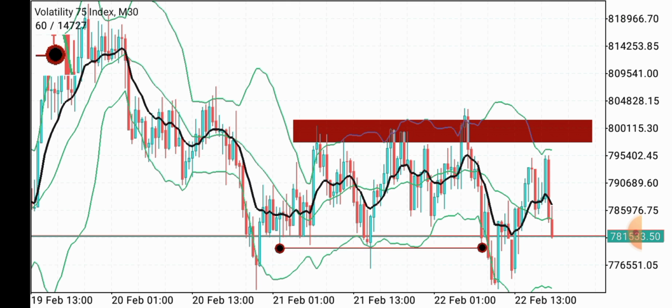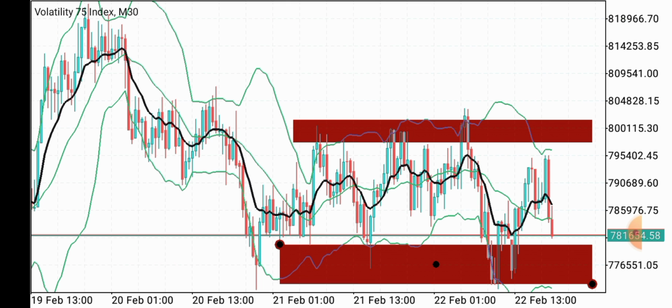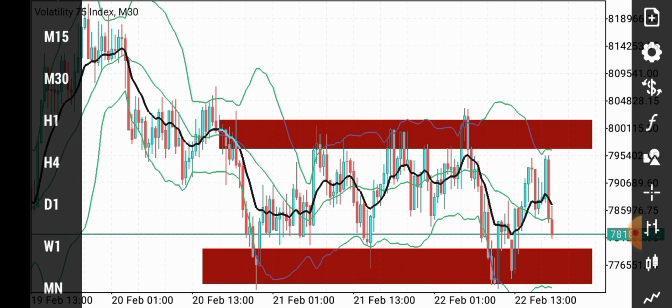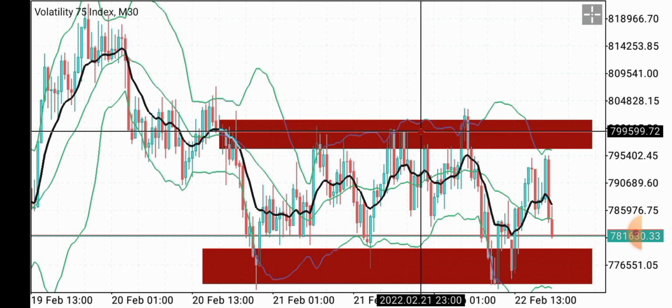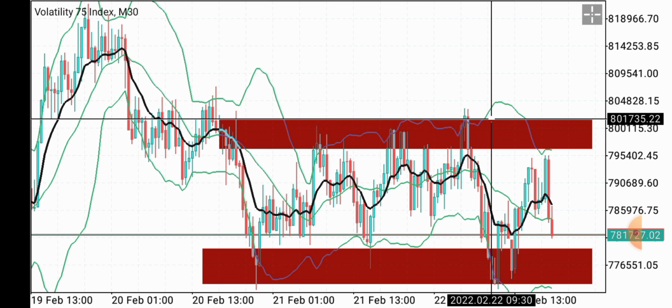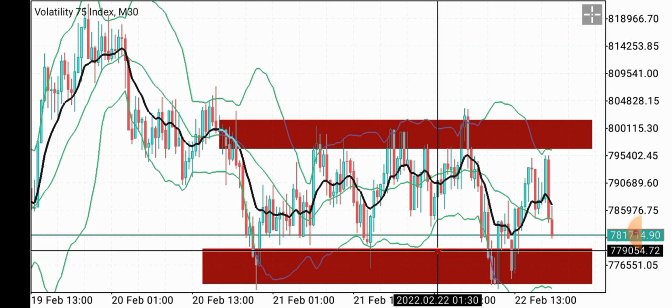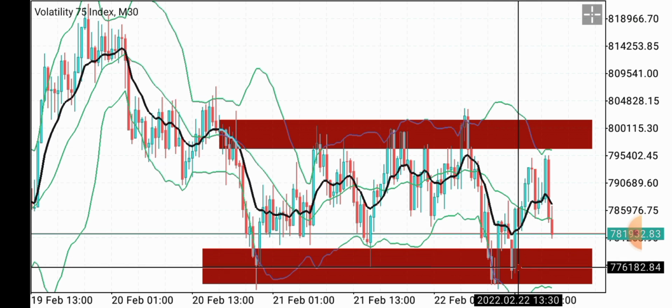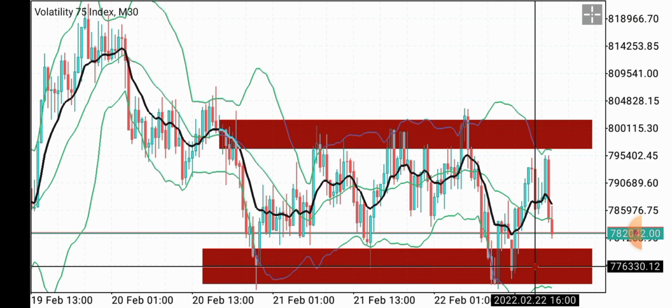All right, this is the support down here. You can see that. So you realize that the upper Bollinger line is around the resistance zone, while the lower Bollinger line is around the support zone. All right, so it's as simple as this. You buy around the support zone.